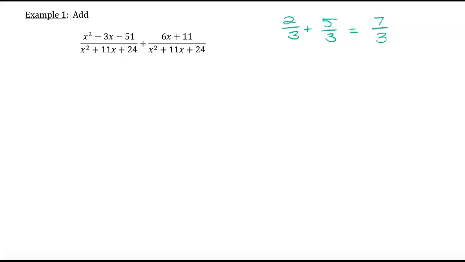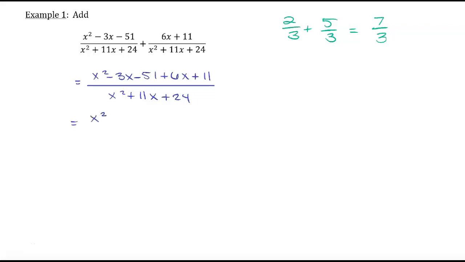Notice that the denominator in both expressions is x squared plus 11x plus 24. This means that we can simply add the numerators of these two expressions. So we have x squared minus 3x minus 51 plus 6x plus 11, all divided by x squared plus 11x plus 24. Simplifying in the numerator and combining like terms, we have x squared minus 3x plus 6x, or plus 3x. We also have a minus 51 and plus 11, which combine to become minus 40.